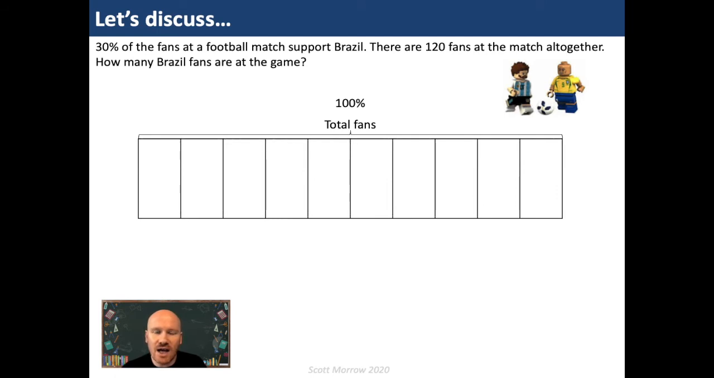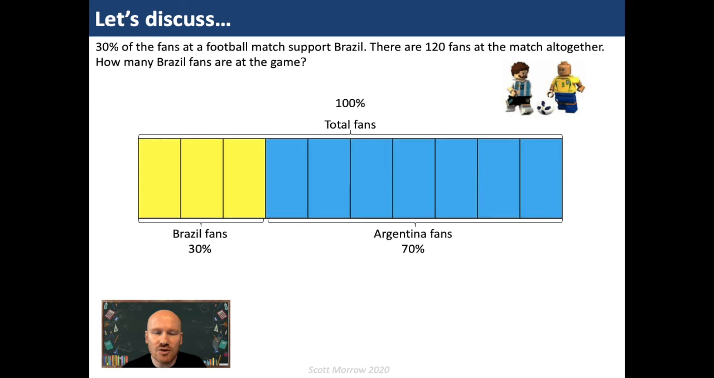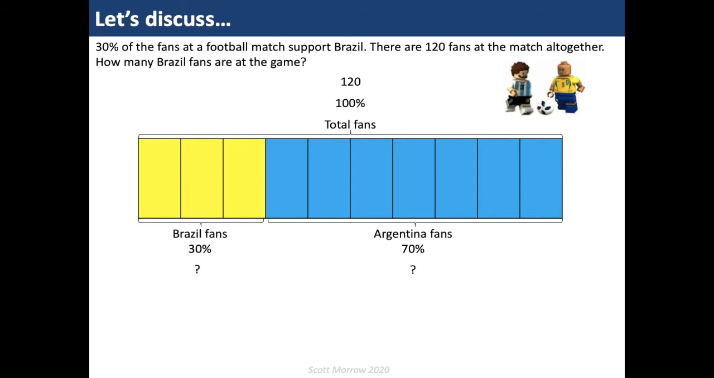Now that I've done that, I can identify that 3 of those parts are the Brazil fans, and that's 30%, and 7 of those parts represent the Argentina fans, and that's 70%. So the bar that we've got here is exactly the same as the bars that we used when we were working out a fraction of a value. Now that we've done that, we can put in the value that we know. We know there are 120 fans altogether at the game, but we don't know how many are Brazil fans and how many are Argentina fans.